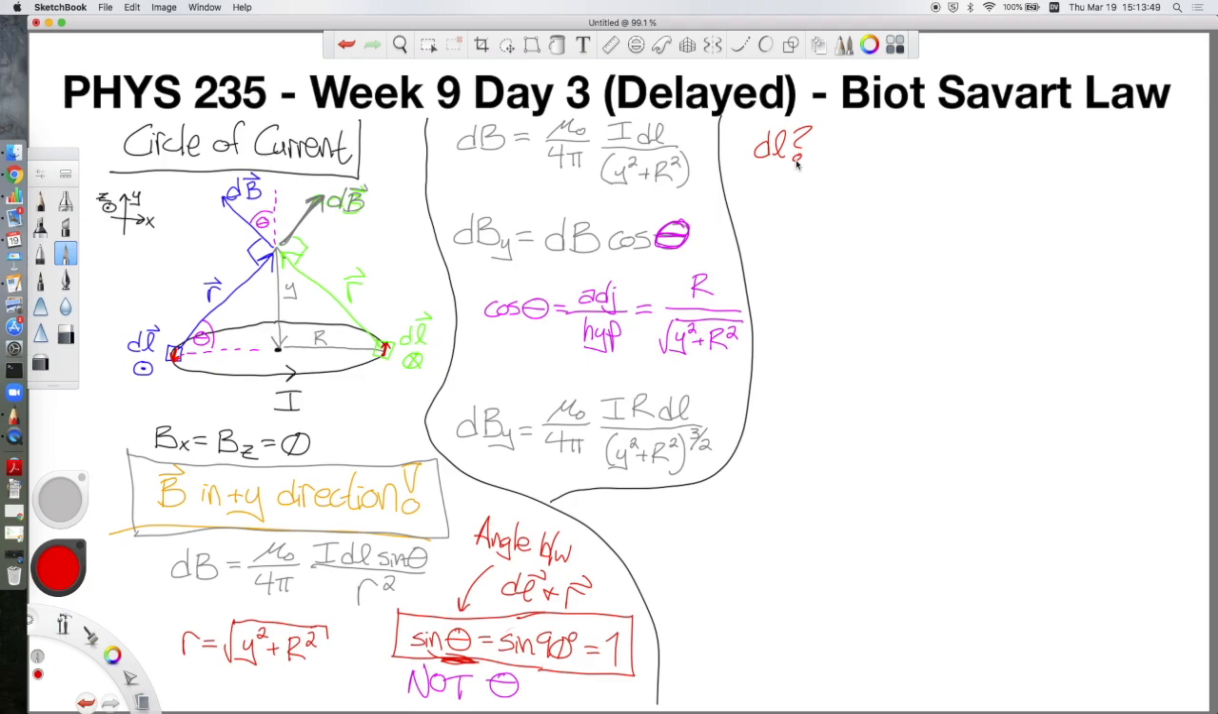So it turns out this current is sometimes in the x direction, sometimes in the z direction, sometimes in the negative x direction, sometimes in the negative z direction. So there's no one single dx, dy, or dz in this case that we can actually apply to this dl. So we're going to have to get a little clever.